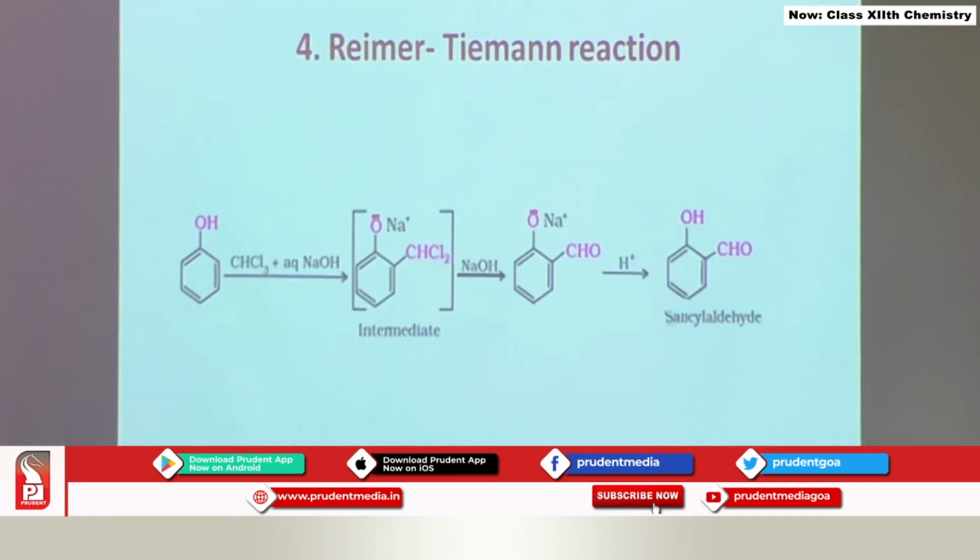Reimer-Tiemann reaction is another name reaction of phenol. Here you are treating phenol with chloroform and aqueous sodium hydroxide. Here the OH group is again protected with ONa and CHCl2 is added across this carbon, at the ortho position. Then it is treated with sodium hydroxide, rearrangement occurs and this group gets converted into an aldehydic group, and then it is hydrolyzed to give back the phenolic OH group, and therefore this is called 2-hydroxybenzaldehyde or salicylaldehyde. So, Reimer-Tiemann and Kolbe's reaction are very important reactions for phenols.